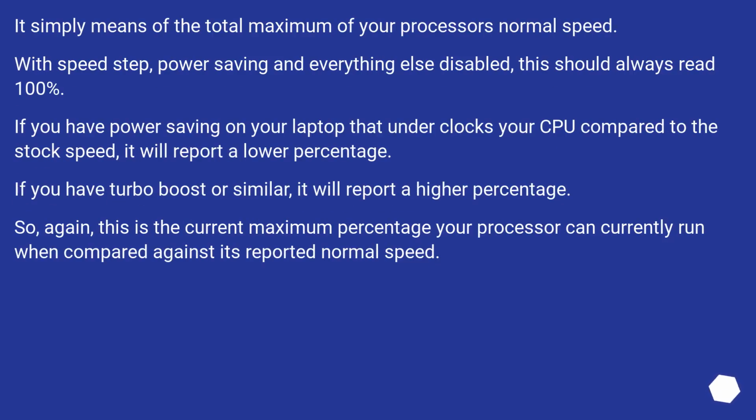It simply means a percentage of the total maximum of your processor's normal speed. With SpeedStep, power saving and everything else disabled, this should always read 100%. If you have power saving on your laptop that underclocks your CPU compared to the stock speed, it will report a lower percentage. If you have Turbo Boost or similar, it will report a higher percentage. So, again, this is the current maximum percentage your processor can currently run at when compared against its reported normal speed.